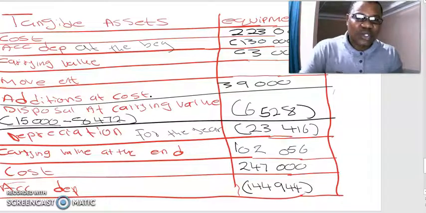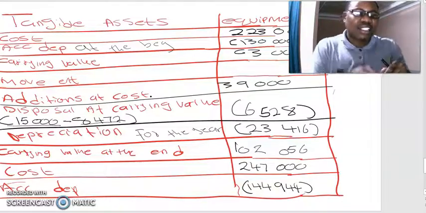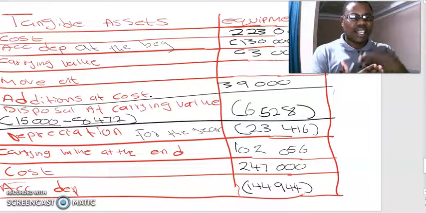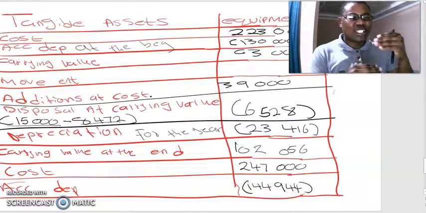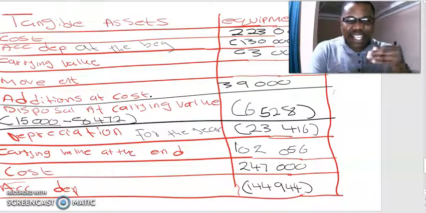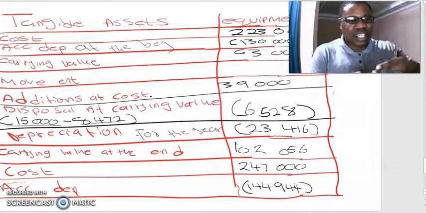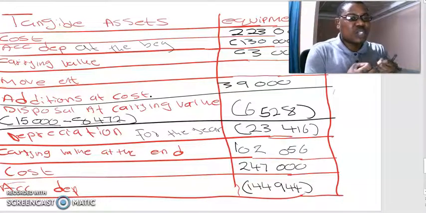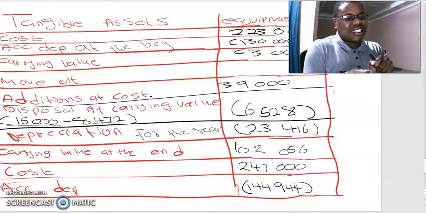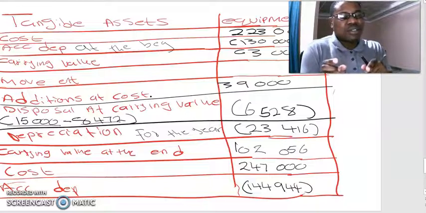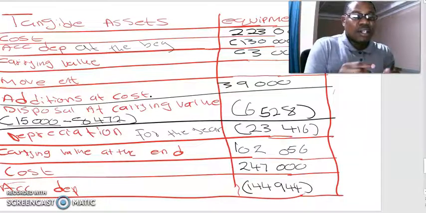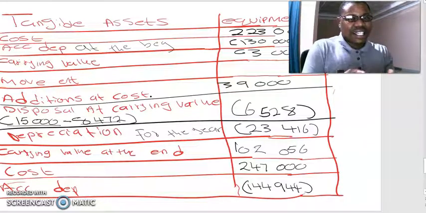Therefore, we also include the depreciation of the asset that we are selling, because we did not sell the asset at the beginning of the year, but we sold the asset during the year. That is why we also include the depreciation of that asset from the 1st of January up until the 30th of September. So we also need the depreciation for that.